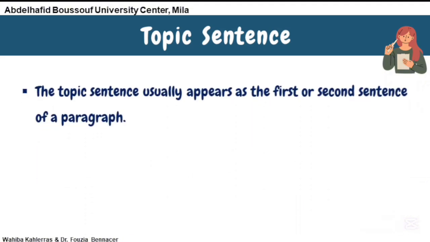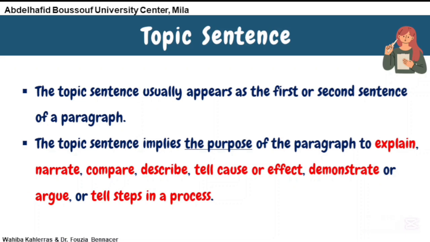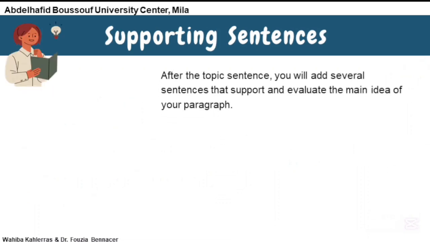The topic sentence should appear first in the paragraph. Rarely does it appear second. A topic sentence also implies the purpose or the objective behind the paragraph. What is the function of the paragraph? Just to explain, narrate, or compare, describe, tell cause or effect, demonstrate or argue, or even tell steps in a process. When I read a topic sentence, I can identify also the function of the paragraph.